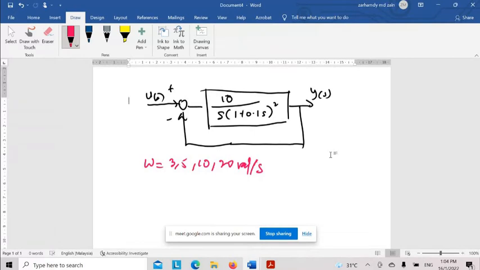Okay, we have this example: 10 over s, in brackets 1 plus 0.1 s square.